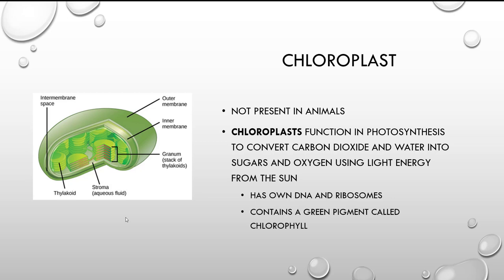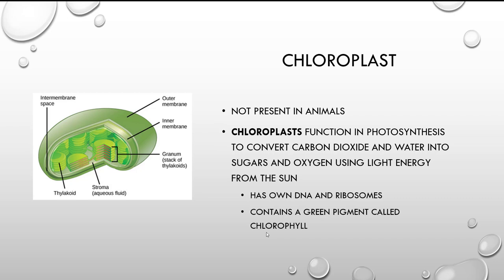Inside the chloroplasts, they have these little things called thylakoids. Inside the thylakoids, they have a pigment called chlorophyll. That chlorophyll is a green pigment, and that pigment is able to absorb light energy from the sun. That energy source allows the plant to convert carbon dioxide and water into sugars, chemical energy. And then it also produces oxygen from that process.